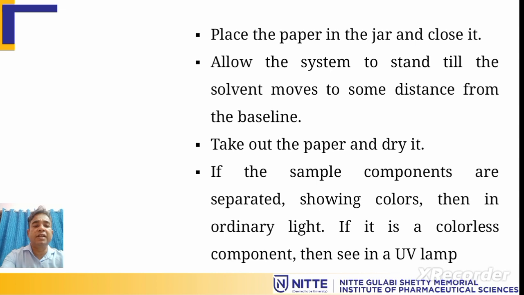If it is a colorless component, then you need to treat the paper in a different form. You need to see the spot in a UV lamp, or sometimes you can treat it with some reagents. I mean, specific reagents are there which we will see in the coming chapter. So this is how you separate the compound, right? And you recognize the compound which has separated.